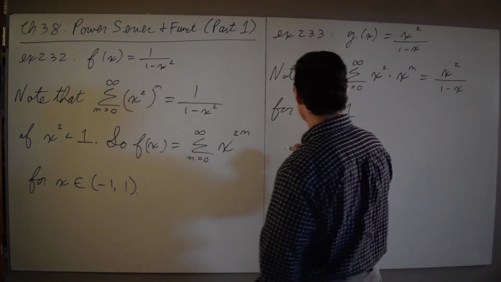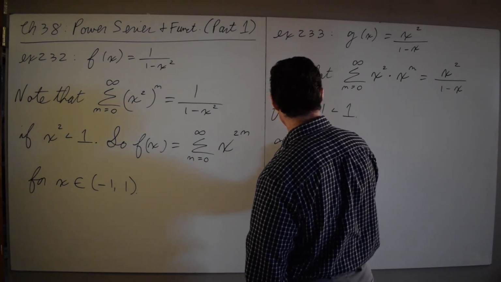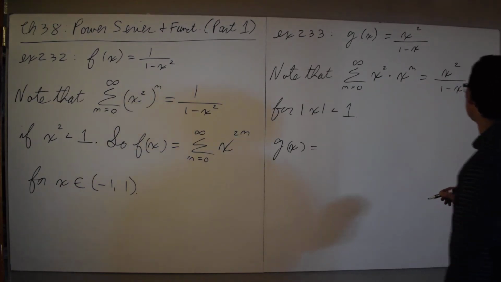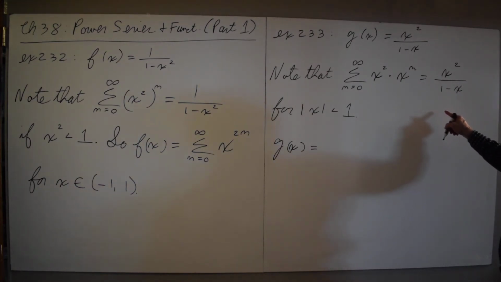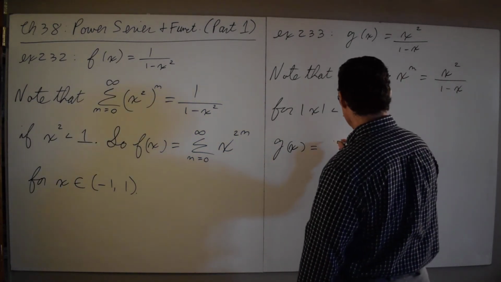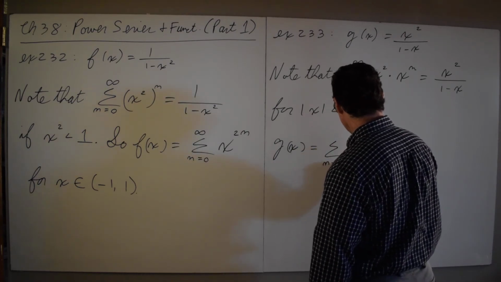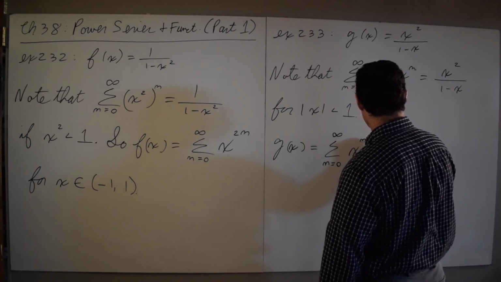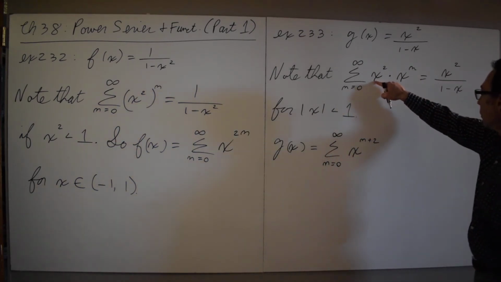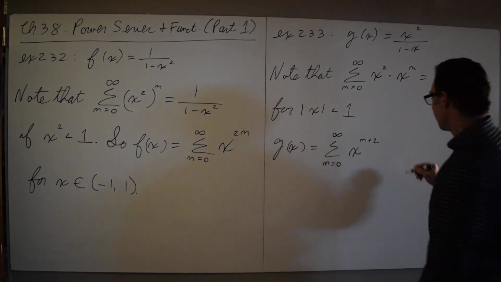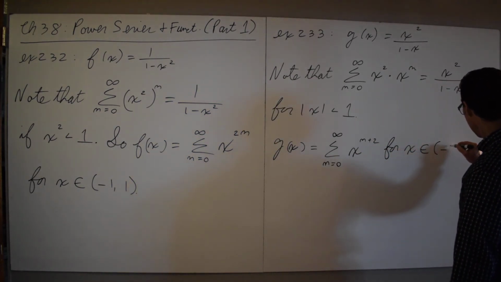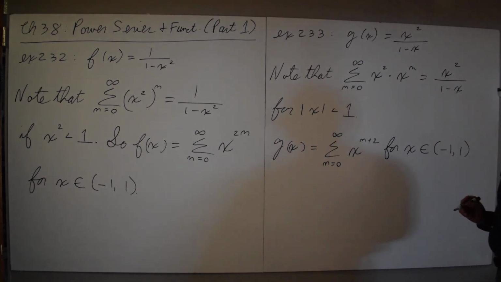So g of x is equal to the sum n equals 0 to infinity of x to the n plus 2, just multiply these two terms, for x in the open interval -1 to 1.